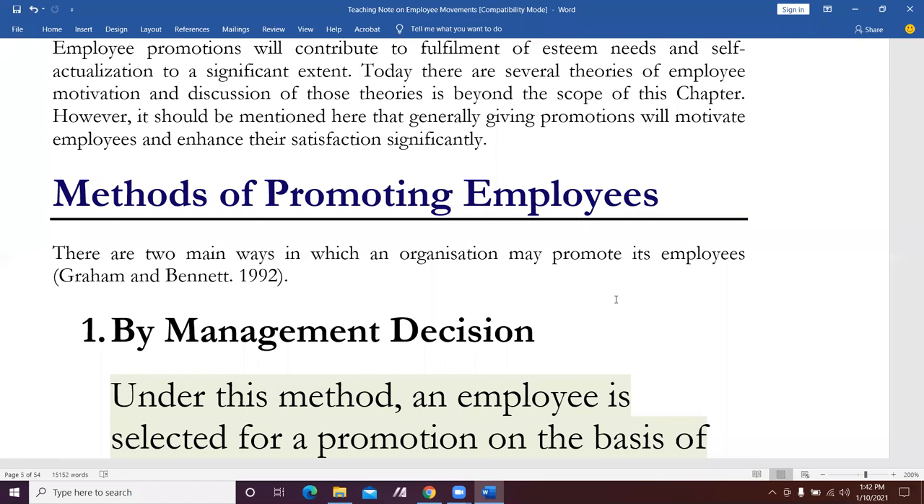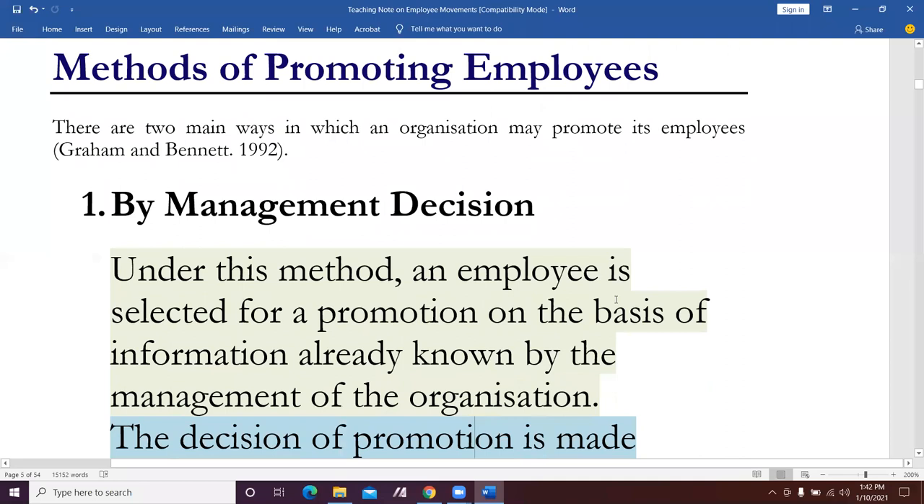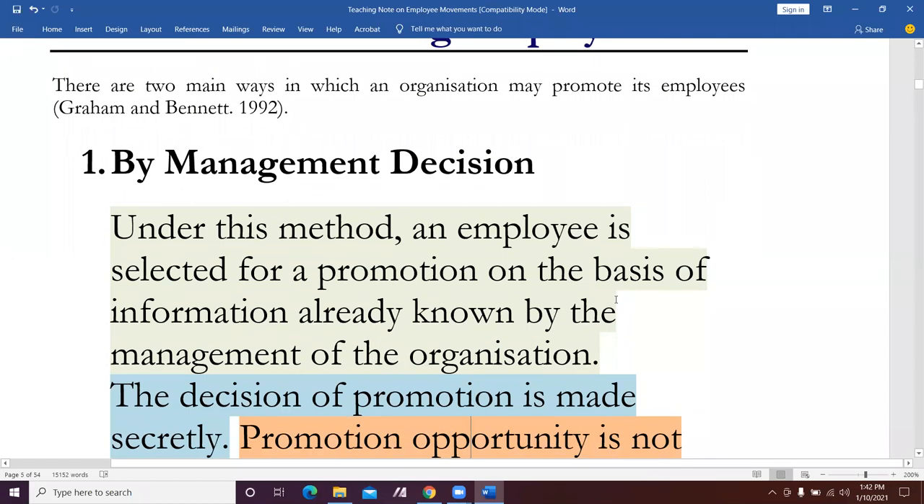The first way is by management decision. Under this, an employee is selected for a promotion on the basis of information already known by the management of the organization. So the relevant decision makers know a certain set of information about a particular employee. And if they understand that that employee is the right person, then secretly, not in an open way but in a close way, they decide to promote that person. That's the meaning of this way of promoting.